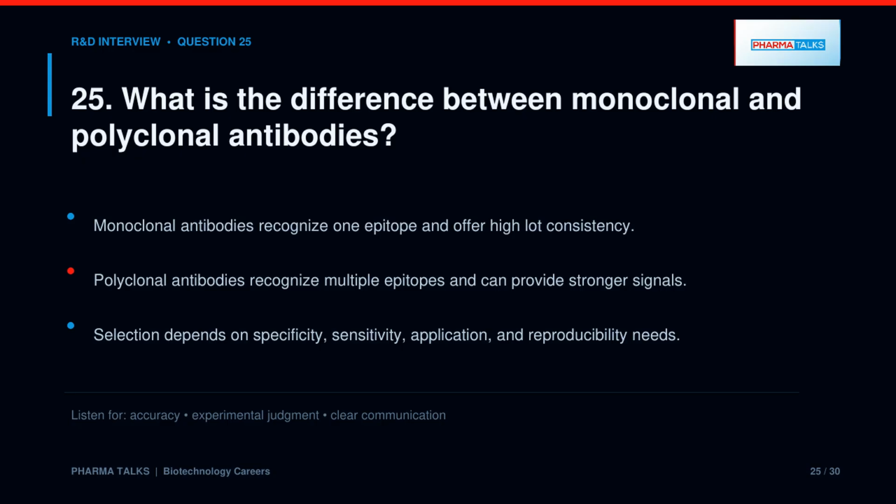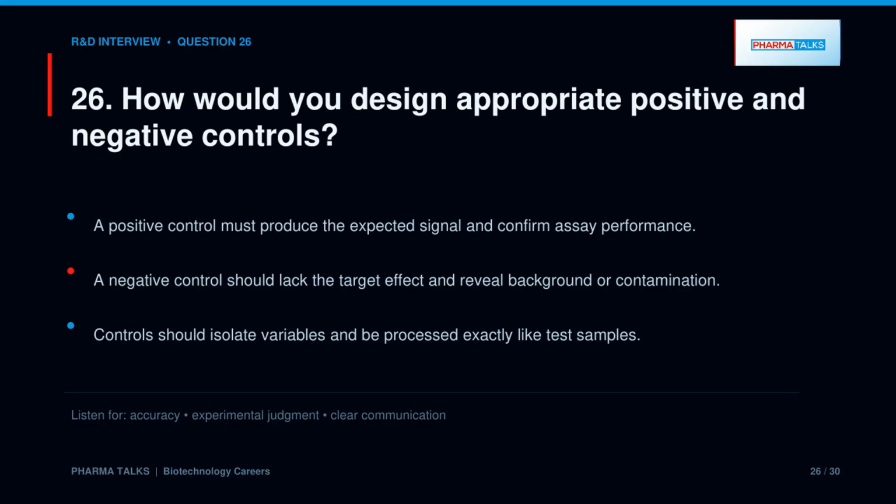Question 25. What is the difference between monoclonal and polyclonal antibodies? Monoclonal antibodies originate from one clone and recognize a single epitope, giving strong specificity and lot-to-lot consistency. Polyclonal antibodies contain multiple antibody populations that recognize several epitopes, which can increase sensitivity but also background and variability. The best choice depends on the target, assay format, and reproducibility requirements.